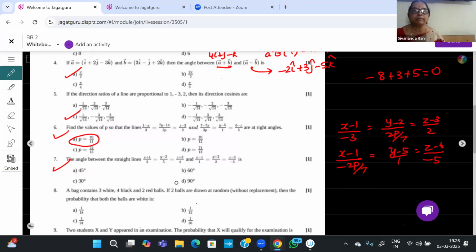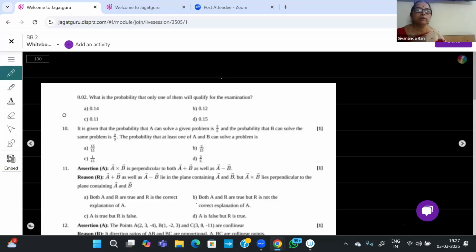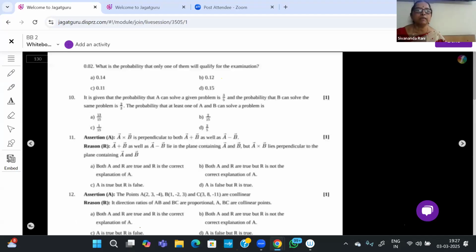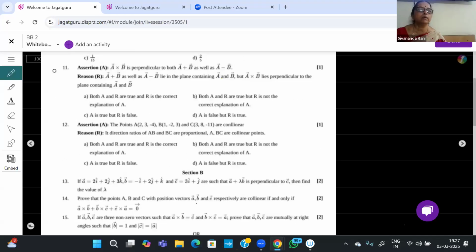Next one. What is the angle between these two? 90. Yeah, 90. Dot product between these two. Okay, that is 90 because the dot product happens to be 0. Next one is probability actually. Okay, let us take this assertion. Go to this. Try these two.